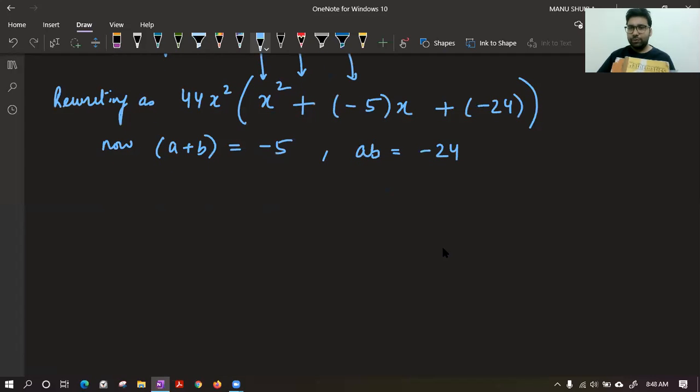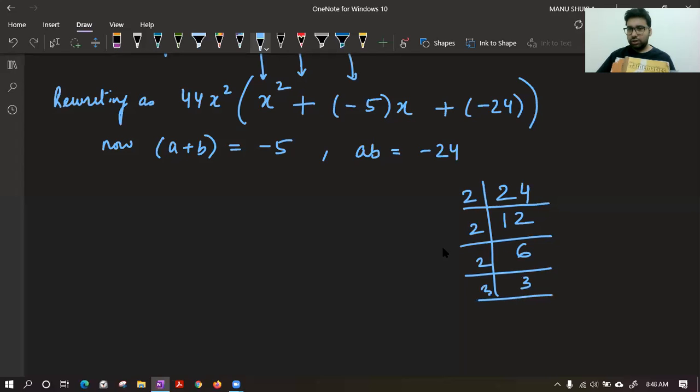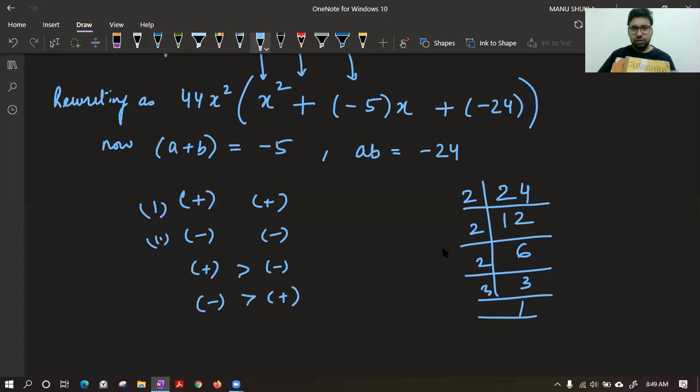Now to find the value of a and b, we will prime factorize 24 and make pairs. So 2 12s are 24, 2 6s are 12, 2 3s are 6, 3 1s are 3. First tell me what is the nature of the numbers? Are these both numbers positive, both negative, one positive one negative, or one negative one positive? Tell me which case? Second, third, or fourth?